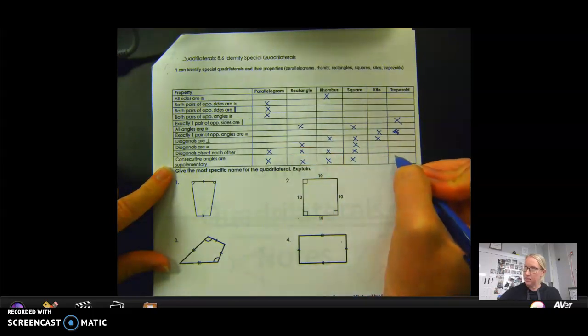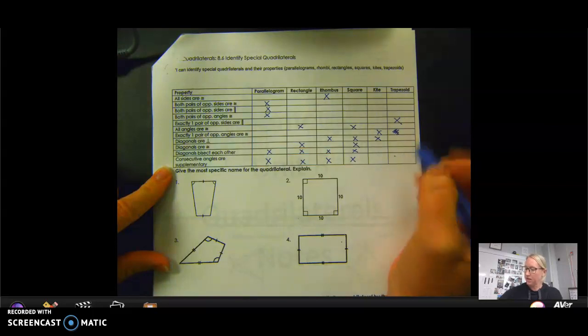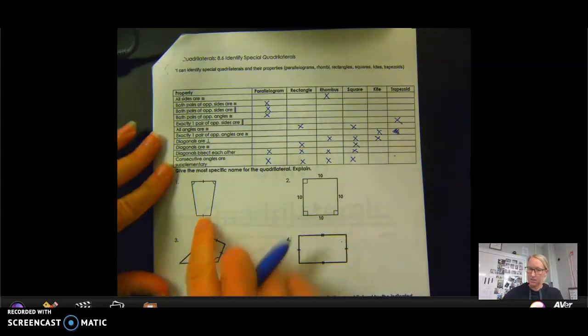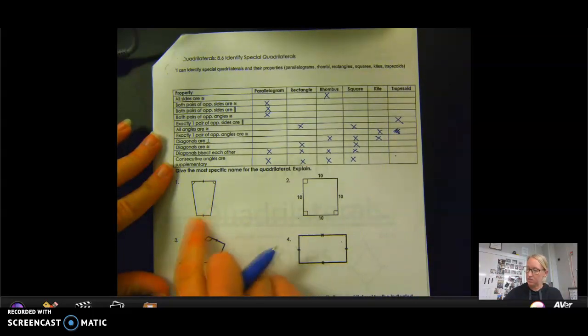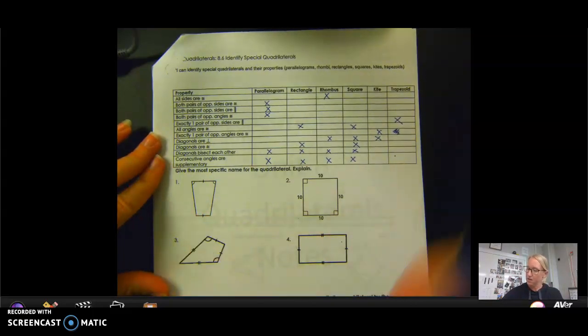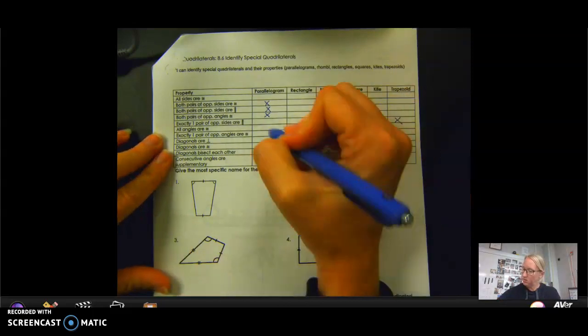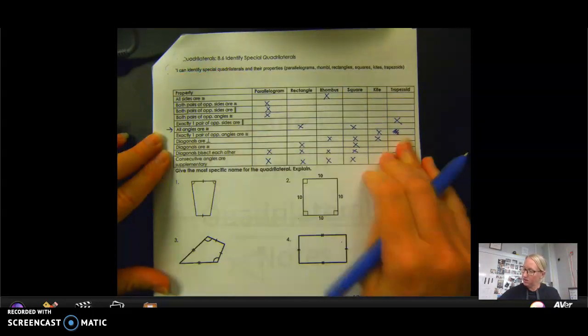Consecutive angles are supplementary, yes on parallelogram, yes on rhombus, and rectangle, yes on square, no on kite. And a trapezoid is, well, kind of. So like these two will be supplementary, but these two aren't, and these two are still consecutive, so I'm not going to mark that.